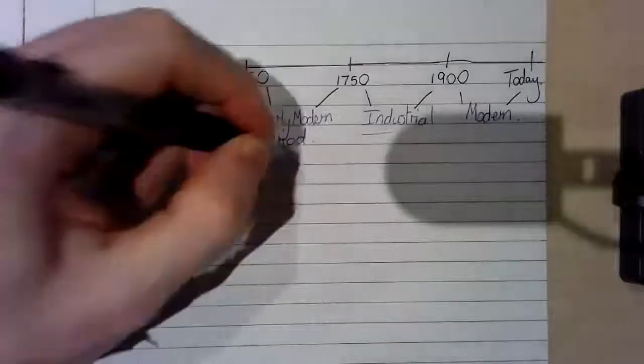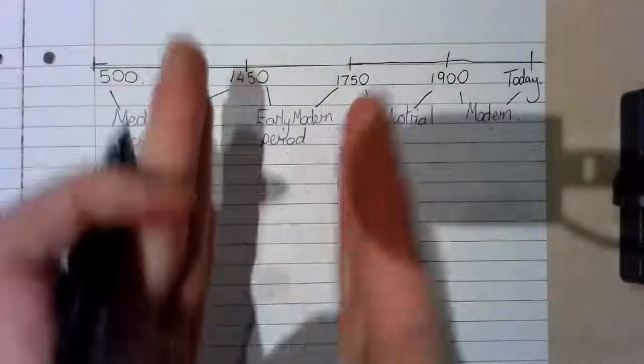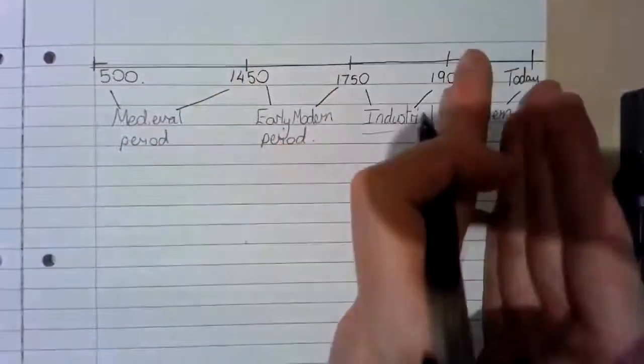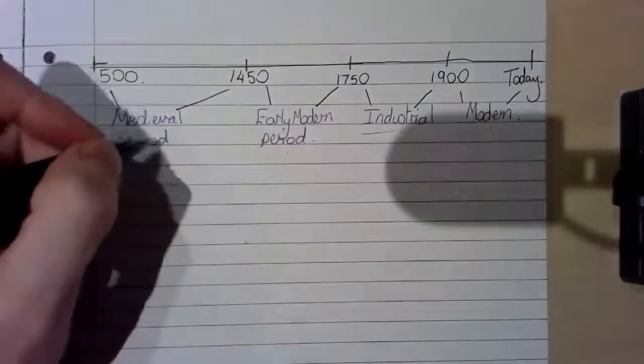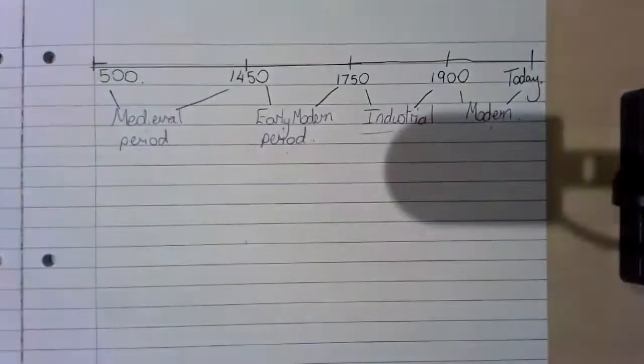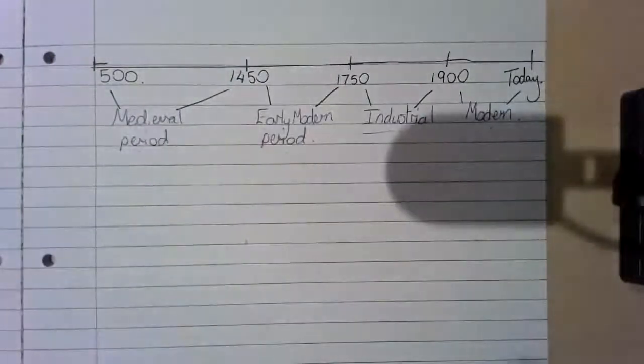We're going to look at each one in detail, because we need to know what happens in each one, so we can understand what has happened throughout British history. And then we can also start comparing and contrasting, say, what's this one like? Or how is it different? So we can actually start to understand how we've got to the society we have today.